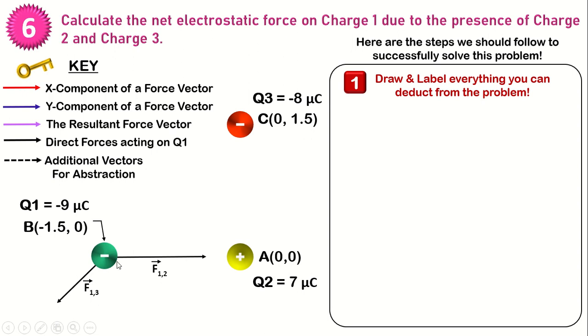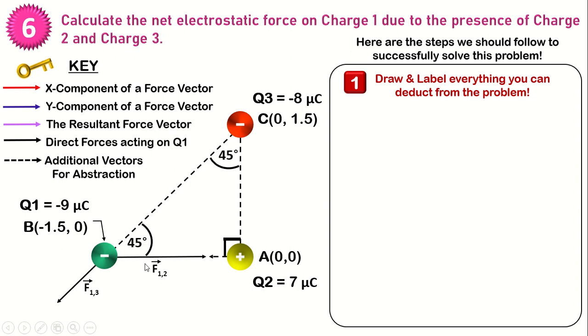And let's deal with the green and the yellow charges, right? So Q1 and Q2. In this case, Q2 is positively charged, and Q1 is negatively charged. So Q1 is going to feel a force that attracts it towards Q2, in the positive x direction, right? It's going to go towards the right, as denoted by these notations. So the force on charge 1 due to the presence of charge 2, and then the force on charge 1 due to the presence of charge 3. Alright, let's just draw these additional vectors for abstraction to create a little right triangle.